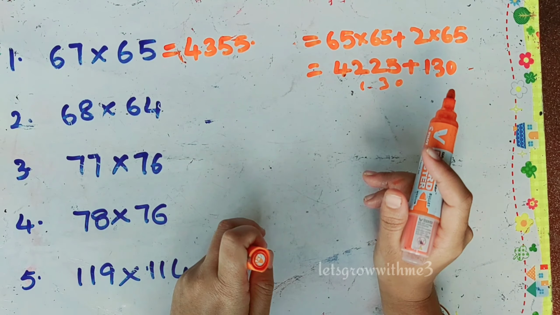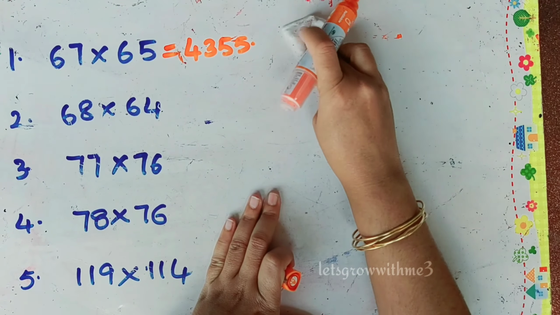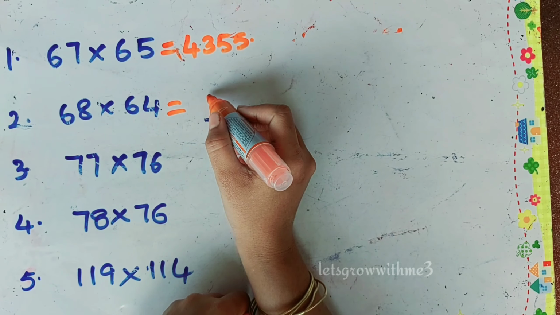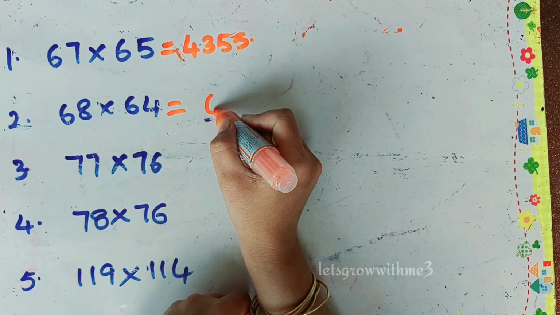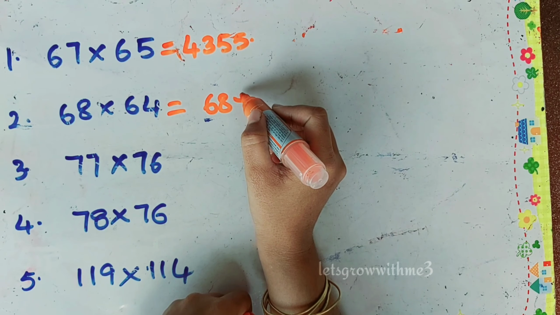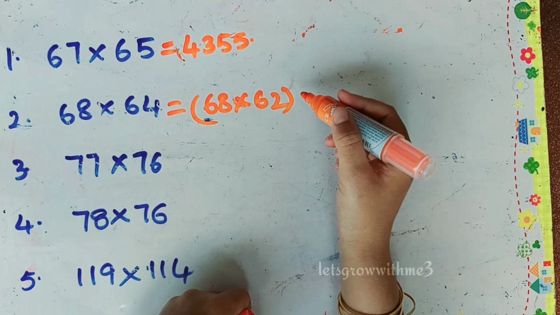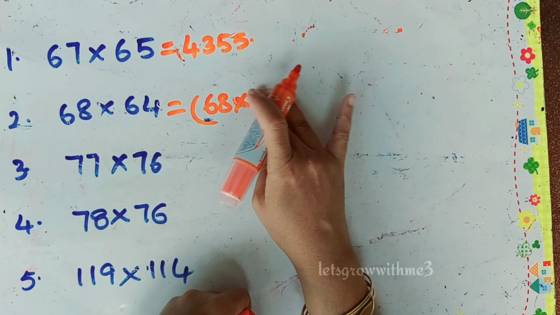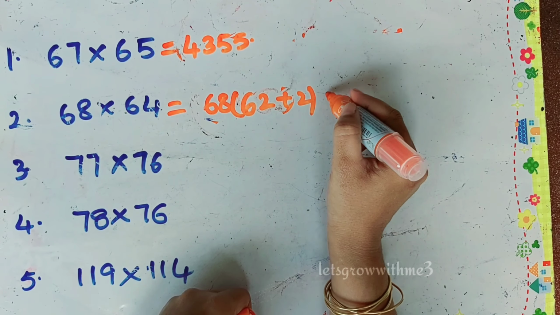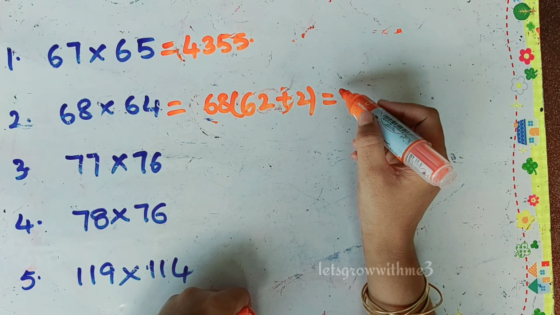Whatever example we have taken, we converted into our earlier example, then applied our first formula method. Let's see this example, 68 times 64. Here I have 8, so if I convert 64 as 62, then it's like our earlier example. I won't change 68, I will change 64 as 62 plus 2. Now expand the expression: 68 times 62 plus 2 times 68.